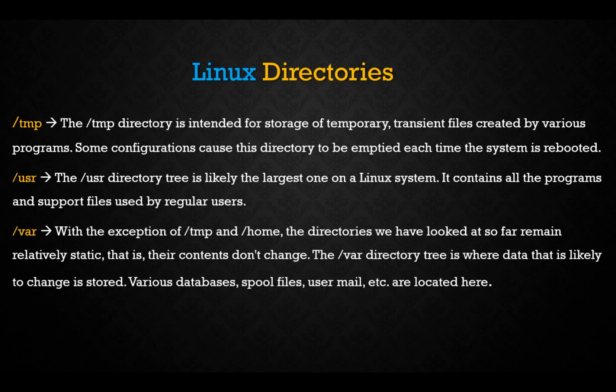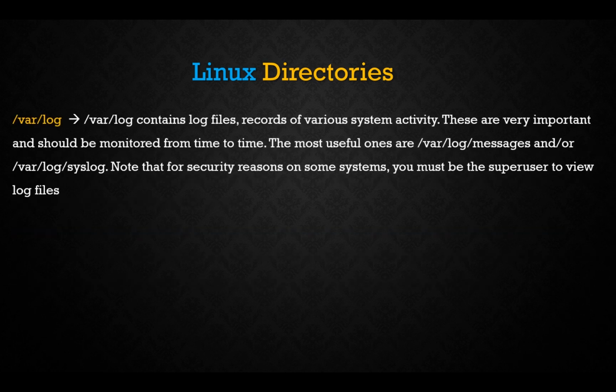The next is /var, V-A-R. With the exception of /tmp and /home, the directories we have looked at so far remain relatively static. That is, their contents don't change. The /var directory tree is where data that is likely to change is stored: various databases, spool files, user mail, etc. are located here.